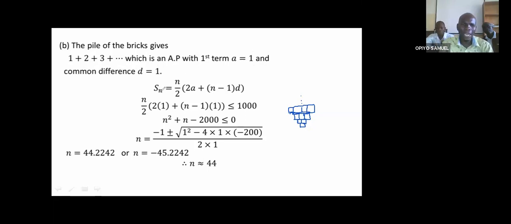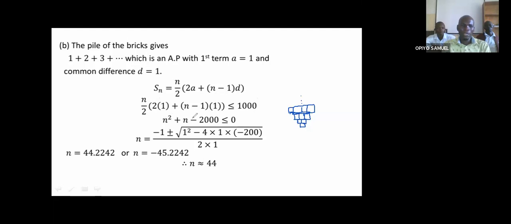We get Sn, which is n over 2 times 2a plus n minus 1 times b. But since we have only 1,000 bricks, the sum should be less than or equal to 1,000. And when we rearrange, it gives us this quadratic equation.